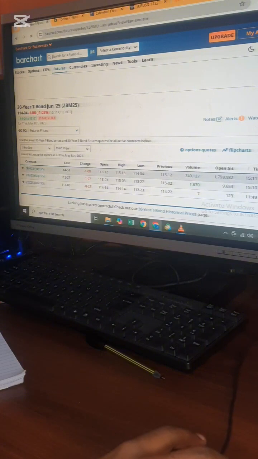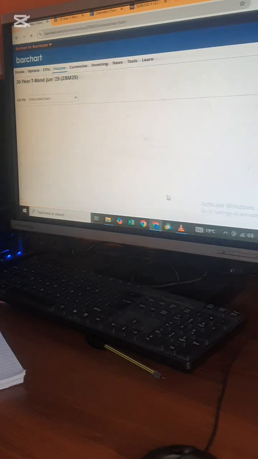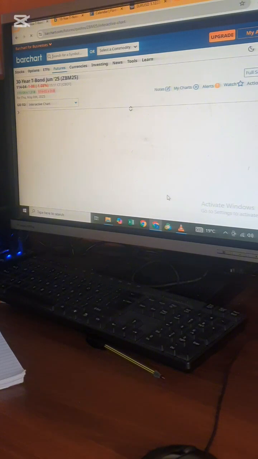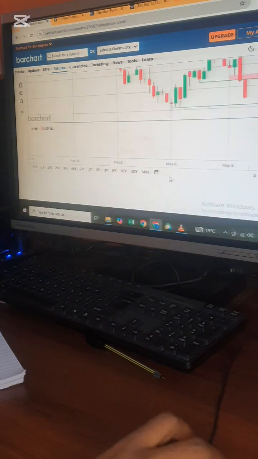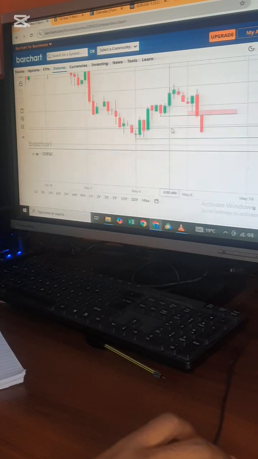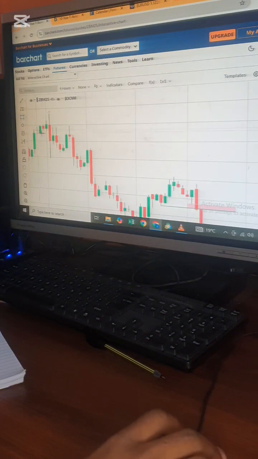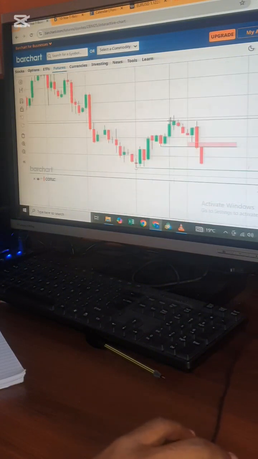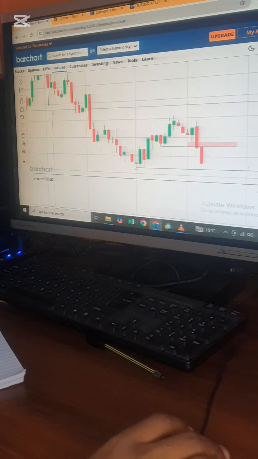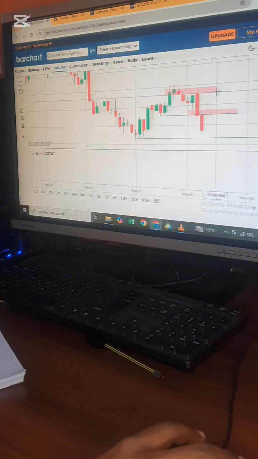So this is the 30-year bond. As you can see, this is the 30-year bond's price action. Price sold at this one. Let me mark the zones. This is an order block.